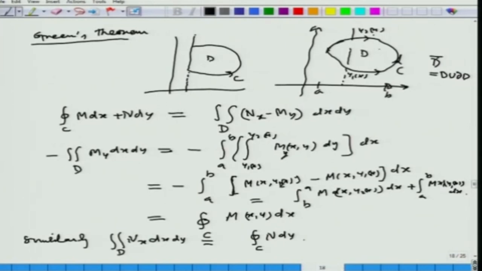Green's theorem is first established in a specially specified region, and then extended to other complicated regions. Here we assume that any vertical line or horizontal line, that is, lines parallel to the coordinate axes, cross the boundary of the area at most at two points. Like here, this line cuts the area only at this point. Similarly here, from B, the vertical line cuts the boundary at one point, and in the interior it cuts this boundary C at two points. So there are at most two points common between a vertical or horizontal line and the boundary of D, that is the curve C.